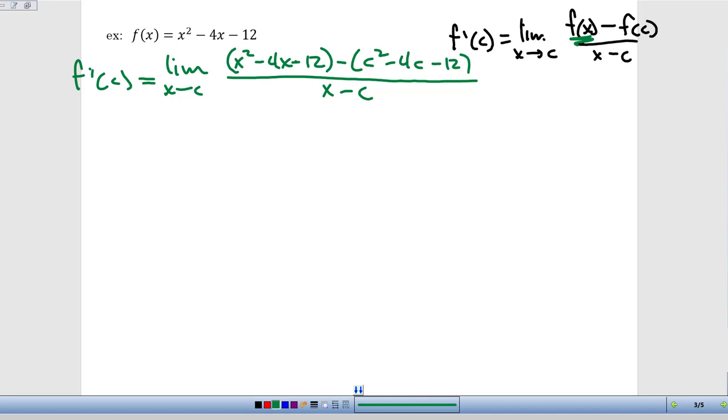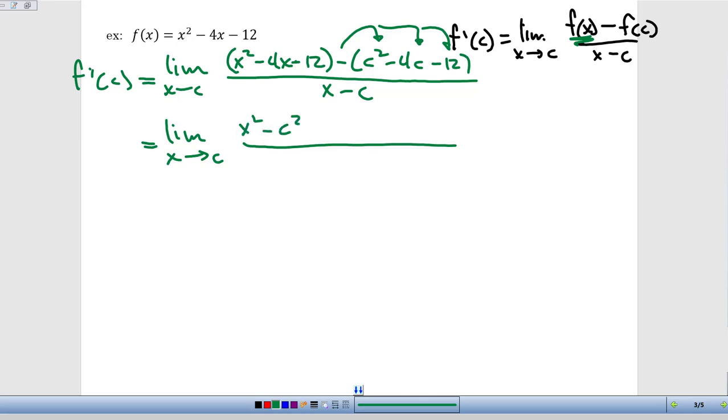So I'm going to continue forward here. My limit as x approaches c of, now I've got a couple of things that I'm going to do here. I'm going to distribute the negative to everything, and I'm going to group together my like exponent pieces. So I'm going to group together the x squared and the c squared. So I'm going to have x squared minus c squared as my first couple of terms. Then I'm going to group together the non-squared terms. So negative 4x and minus 4c. So I've got those two grouped together.